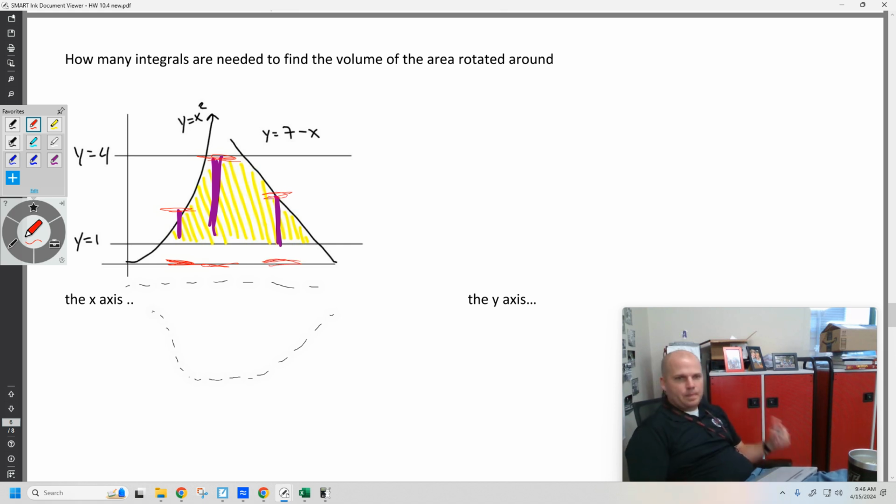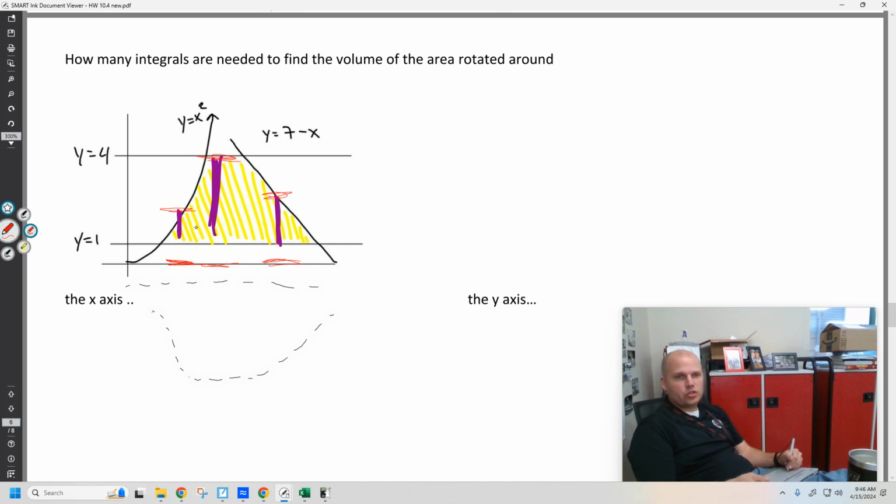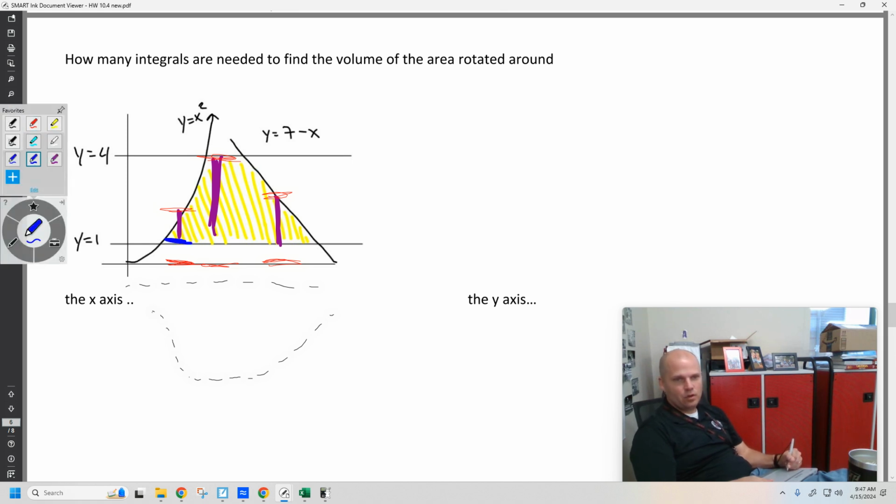You need at least 3. 3 sets of washers, you could do 4 integrals. 3 integrals is fine. You could do 4 integrals. 4 integrals would be outside, outside, outside minus inside. The inside is consistent. Or you do outer radius minus inner radius. Outer radius squared minus inner radius squared.